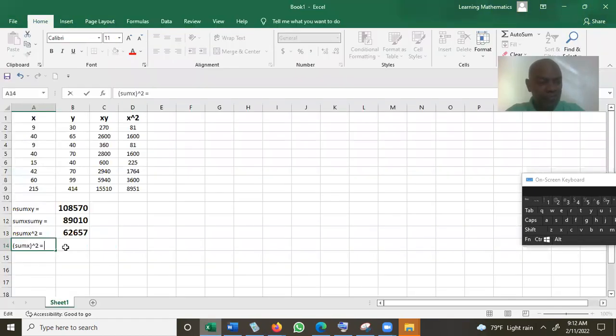215 times 215. You can type that in your calculator, or in Excel, you can just type equal A9 raised to the power of 2. Enter. 46,225. Okay? I normally call it easy peasy. Just square the sum of x. So please do that.